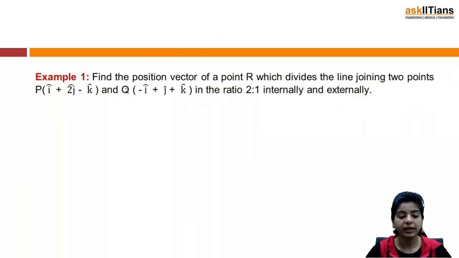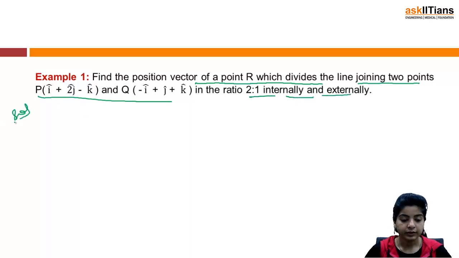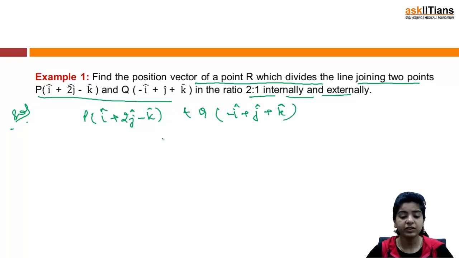So the first example that I have is, find the position vector of a point R which divides the line joining two points P and Q in the ratio 2:1 internally and externally. It's given P is i plus 2j minus k, and Q is given as minus i plus j plus k. And we need to find out the position vector of point R which divides the line joining these two points.